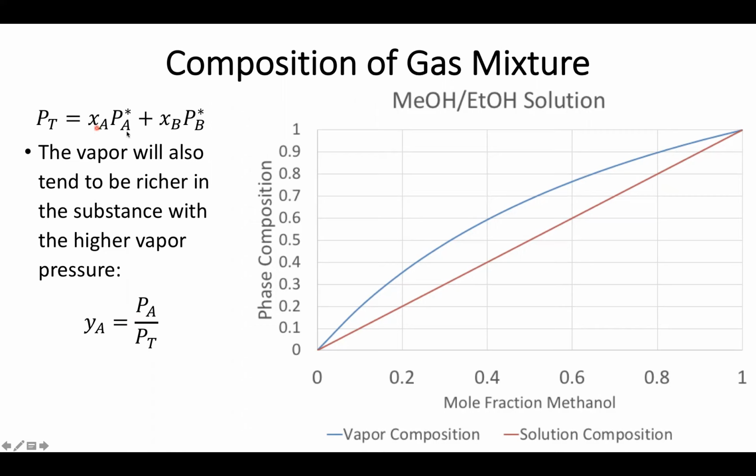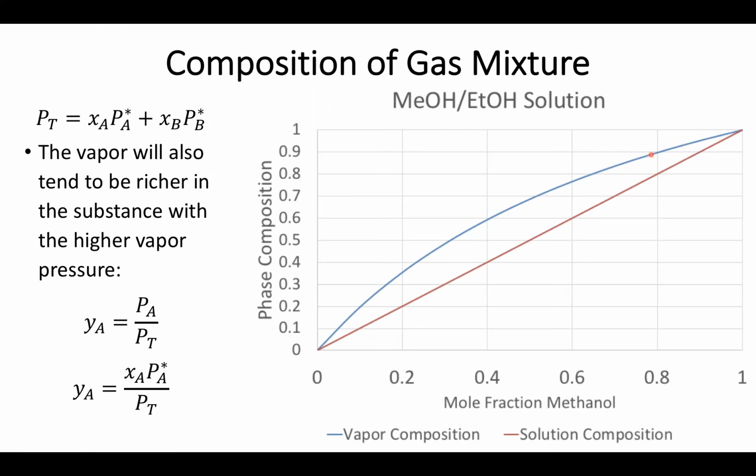Well, we know how to calculate the vapor pressure of methanol. So when we end up drawing this line, what we end up finding is that in general, the vapor phase will be much richer in the substance with the higher vapor pressure. So this isn't too surprising. Methanol evaporates more easily than ethanol, so I should have more methanol in the vapor phase than ethanol. That should make a lot of sense.